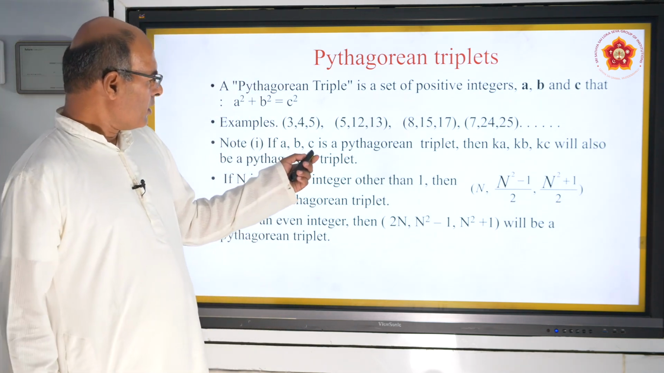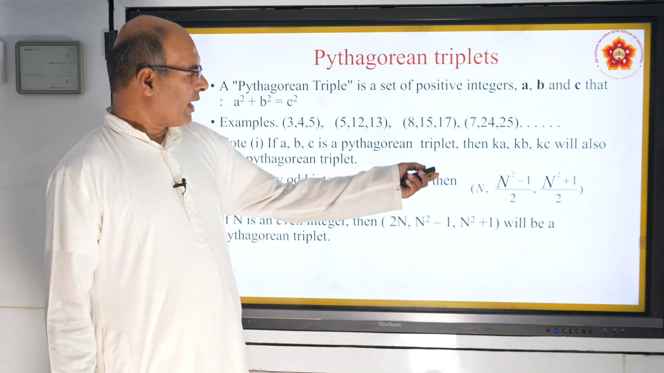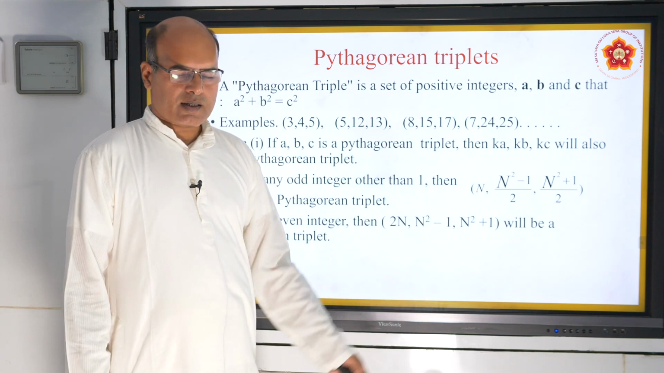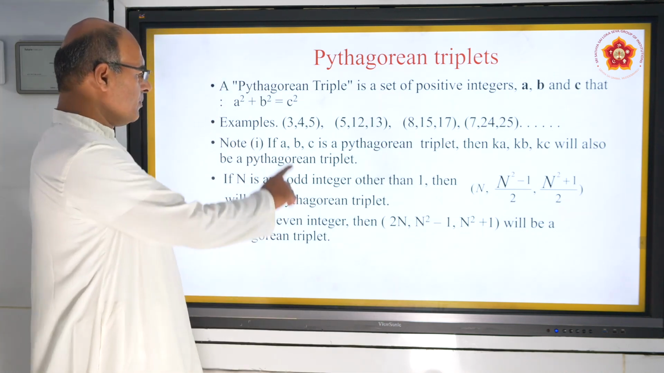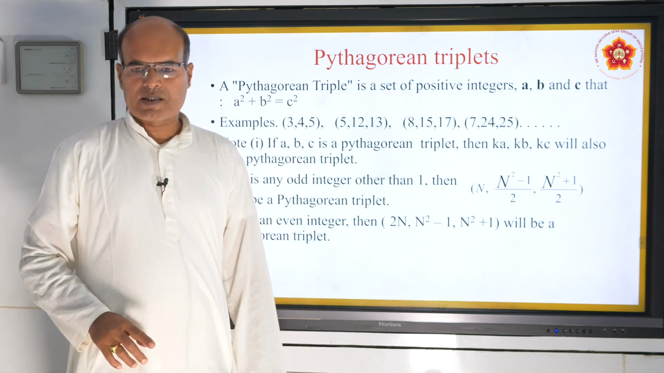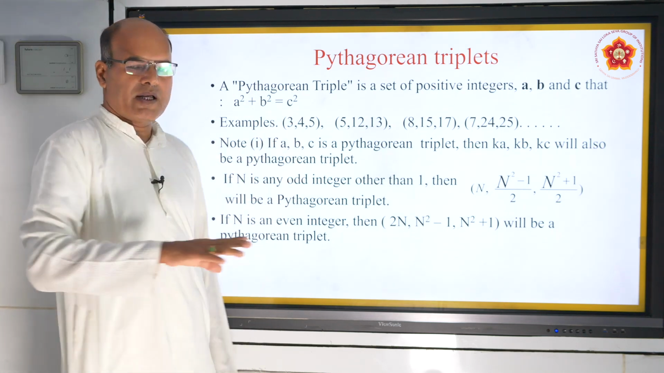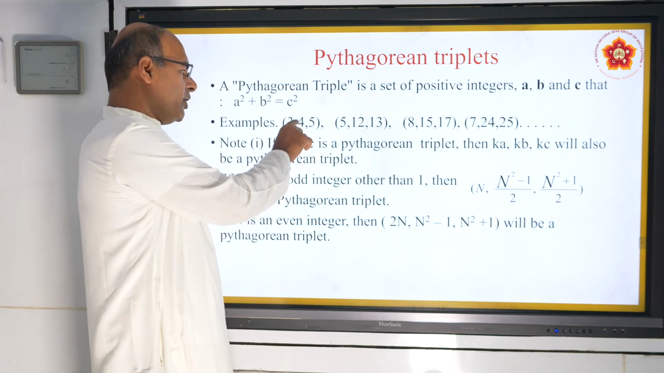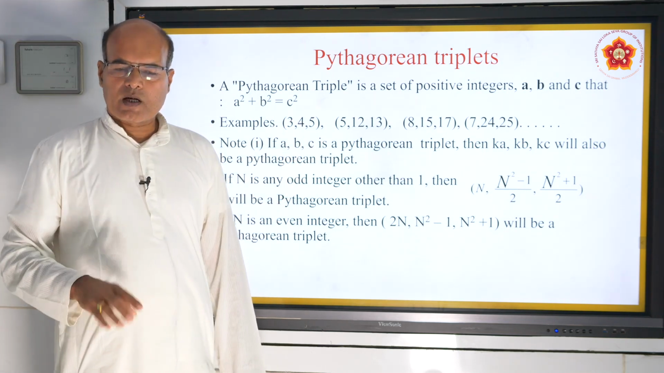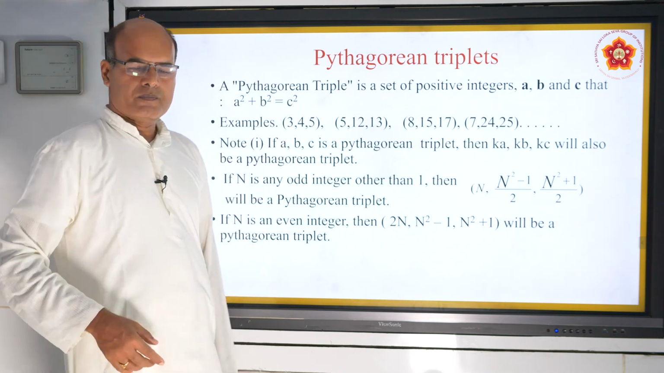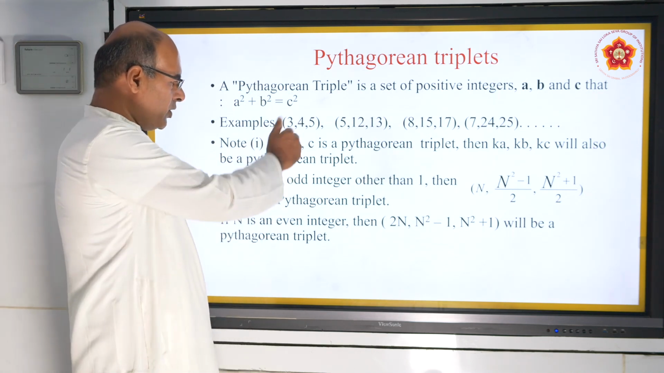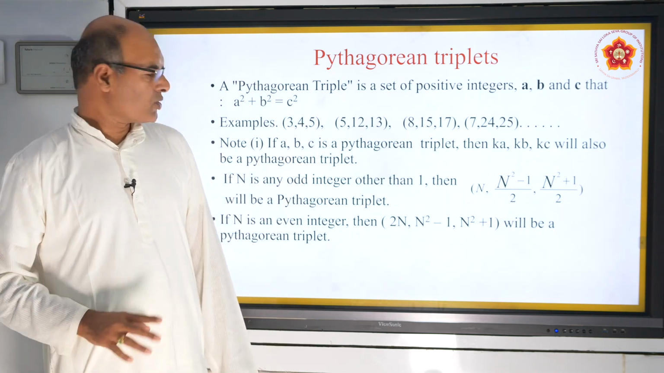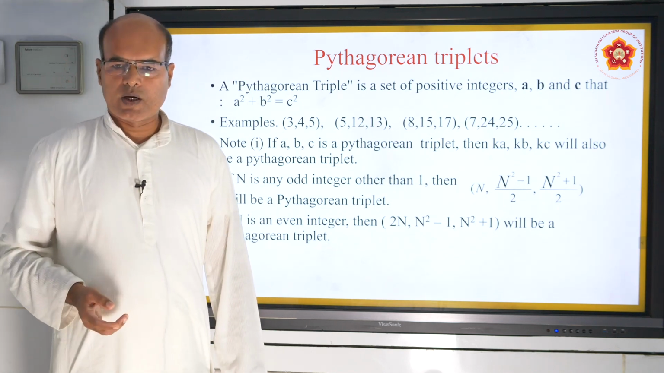If a, b, c is a Pythagorean triplet, then ka, kb and kc will also be a Pythagorean triplet. Here k is a constant. That means 3, 4, 5 are Pythagorean triplets. If you multiply all three numbers by any other integer, say 2, so 2 into 3, 2 into 4 and 2 into 5, they are also Pythagorean triplets: 6, 8, 10. Or 3 times 3, 9, 12 and 15. They are also Pythagorean triplets. 9 square plus 12 square becomes equal to 15 square.